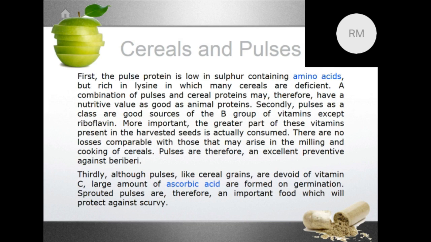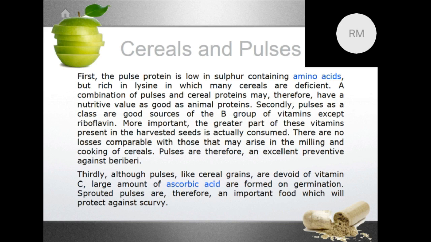So it's very well known that combining a cereal with a pulse balances your amino acids. So the pulse protein is low in certain types of amino acids, but it is rich in other types of amino acids. For example, pulse protein is very rich in the amino acid called lysine. And pulses also are a good source of the vitamin B group, except riboflavin.